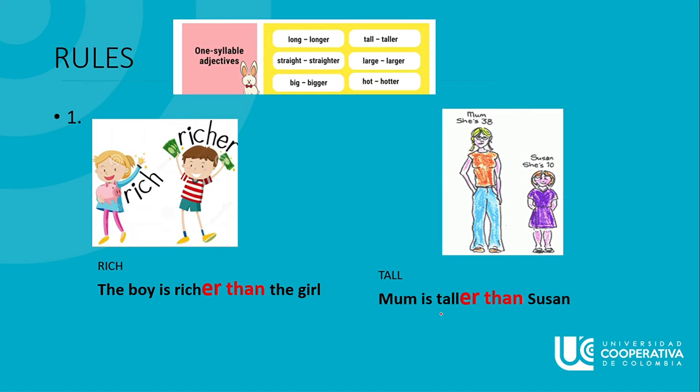Again, tall is a short or a one-syllable adjective. Then we add -er at the end of this adjective to become a comparative. We use the word "than" to connect subject A with subject B in order to write the comparative sentence. This is rule number 1 with one-syllable adjectives.